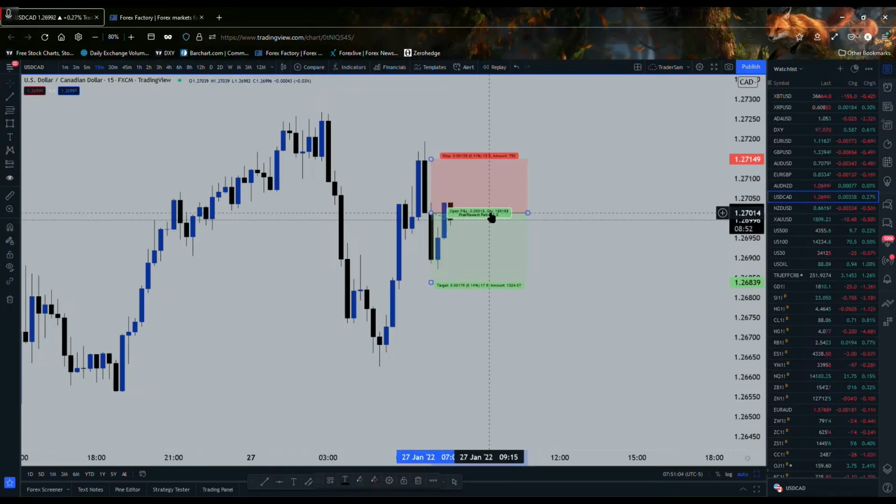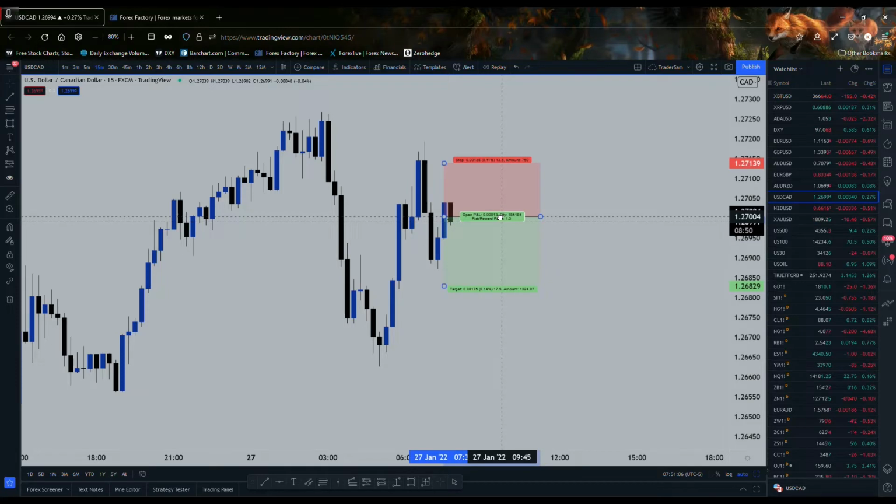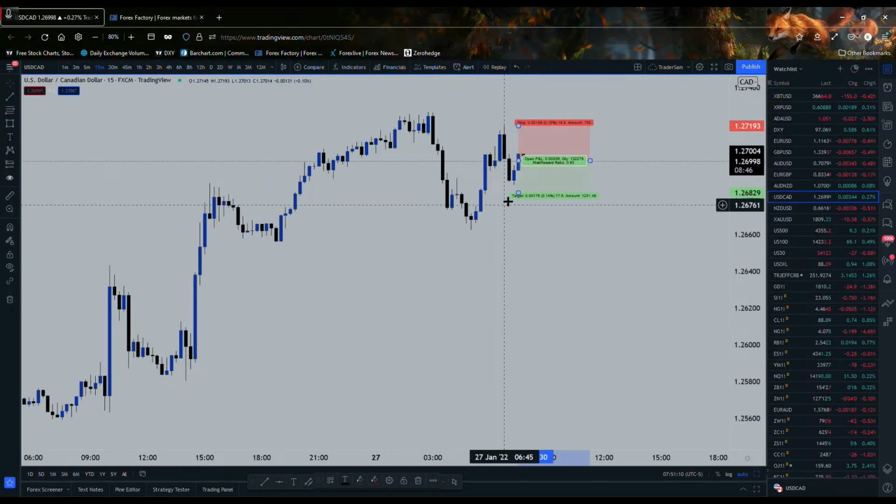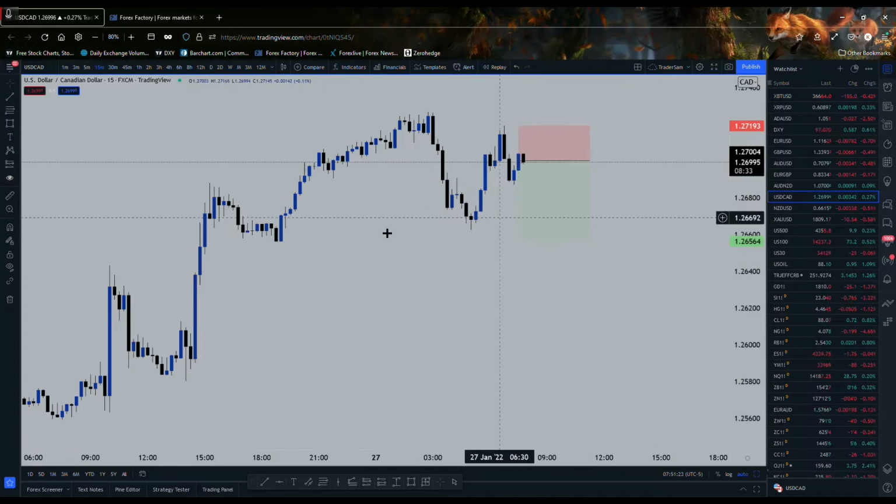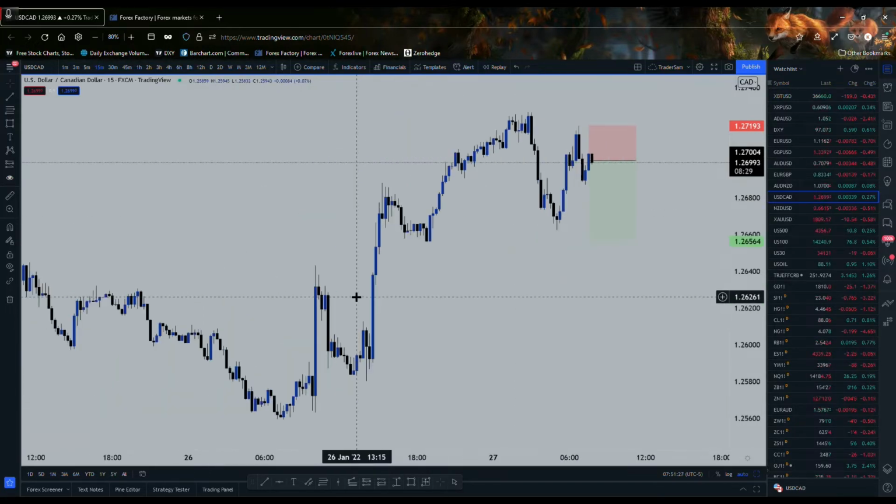Took out this magnet. Entered here. Stop loss is here. Target 1, target 2. That's all I'm looking at for now. I'm not overly aggressive with it. 40 pip overall target for the most part. And the reason, a couple of things why I see it like this.